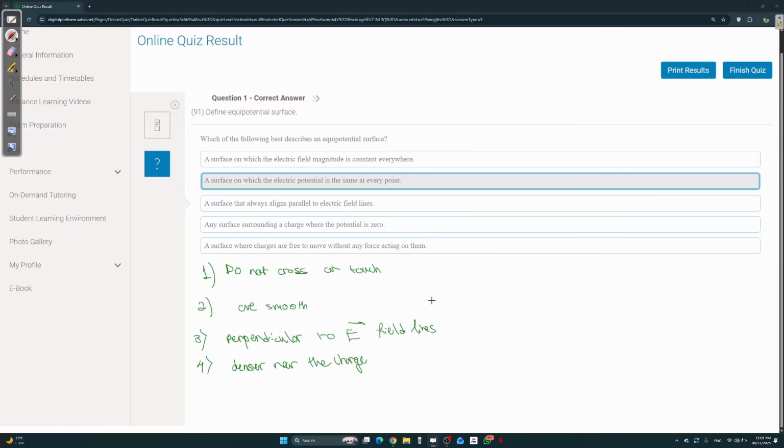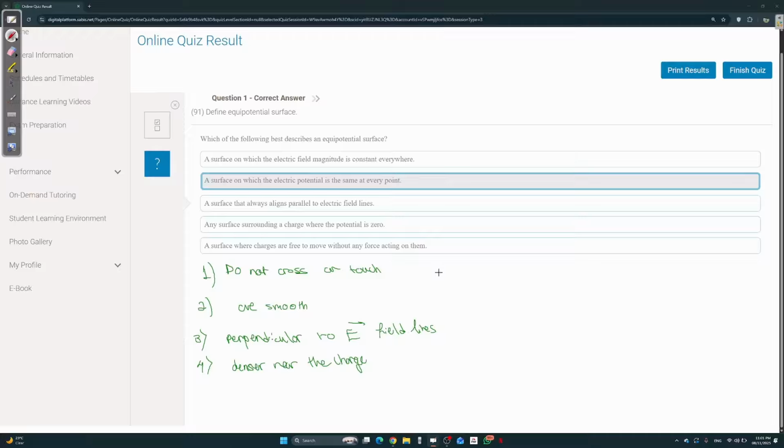Alright, so these are the 4 characteristics, or properties, of an equipotential surface. You must memorize them because he loves to get these select all that apply questions, and I really see it coming, especially since we've done no CA on this topic yet. Okay, so equipotential surfaces do not cross or touch. They are smooth, they are perpendicular to the electric field lines, okay, and they are denser near the charge.